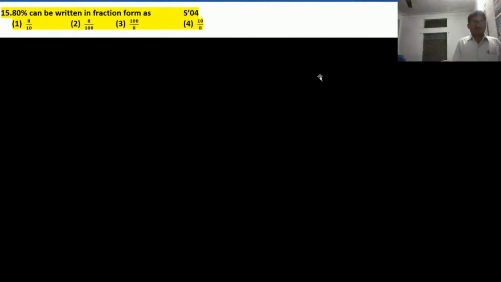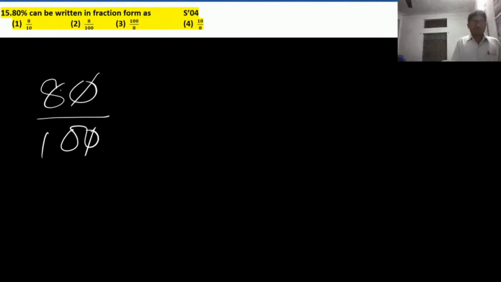Fifteenth question. 18% can be written in fraction form. 18%. So 18 by 100. 18% is equal to 18 by 100. 0 0 gets cancelled. While simplifying, we have to observe the options. 8 by 10. This is not in simplest form, but we have it in the options. That's why this is the correct answer. So the first option is correct.